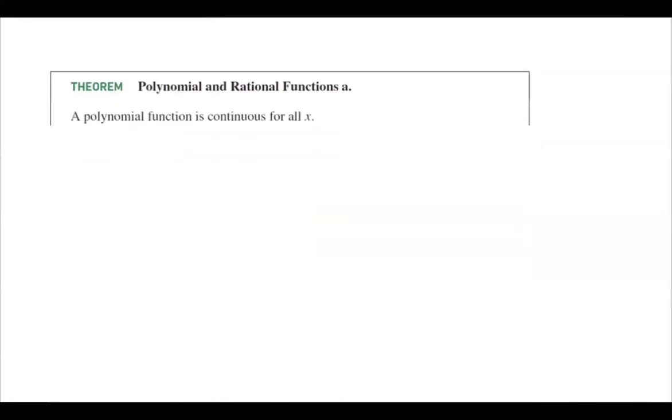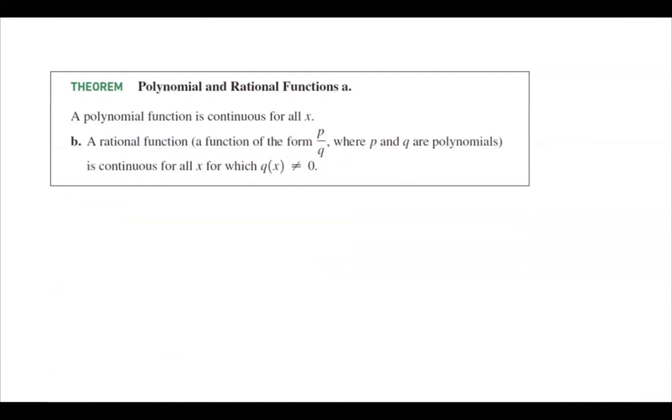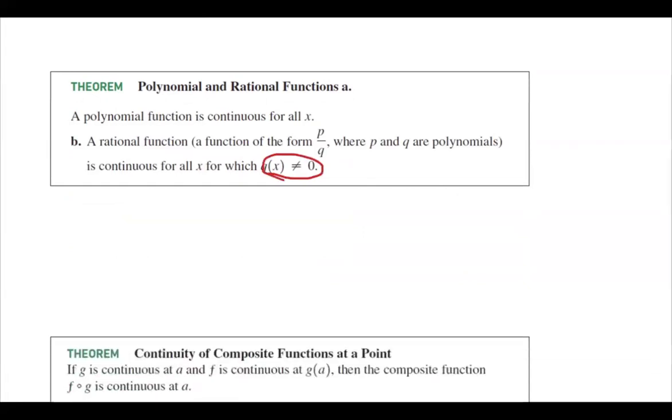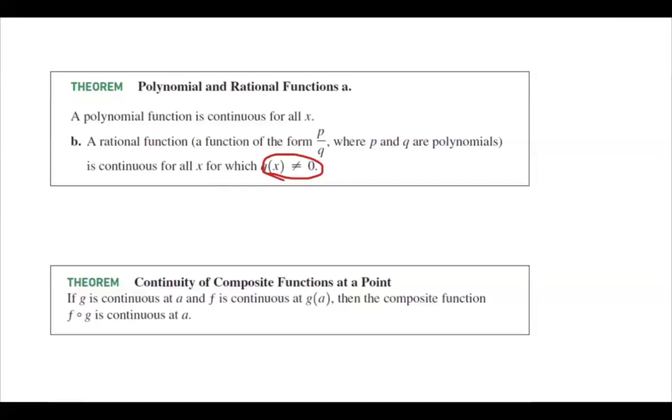For polynomials and rational functions, polynomials are continuous everywhere. For rational functions, you just need to be careful. The denominator cannot be equal to 0. When it comes to composition of two functions, if f and g are continuous functions, basically g is continuous at a and f is continuous at g of a, then their composition f of g is continuous at a.